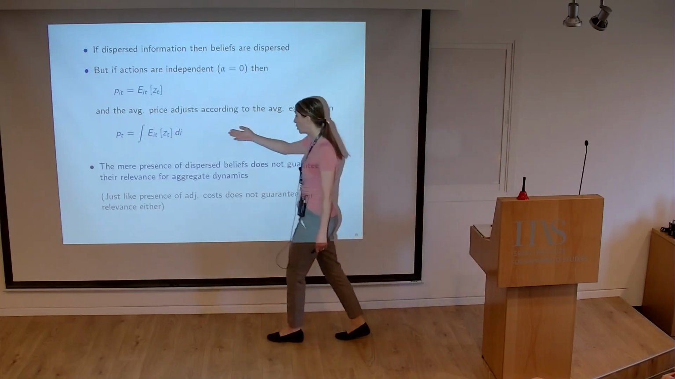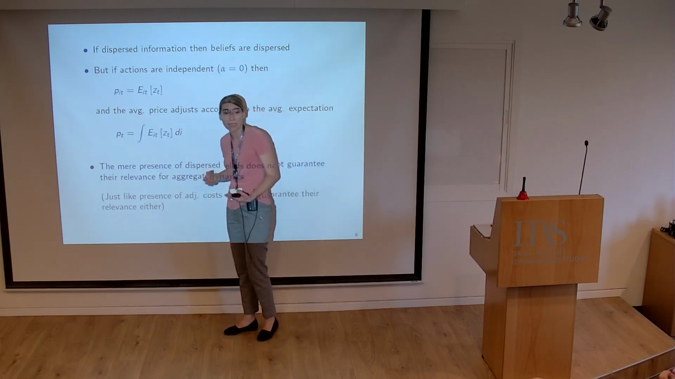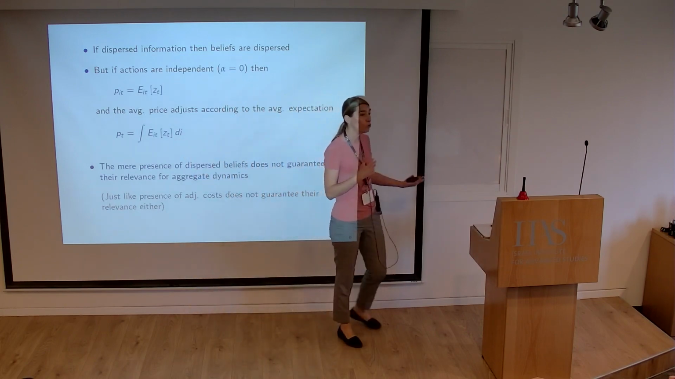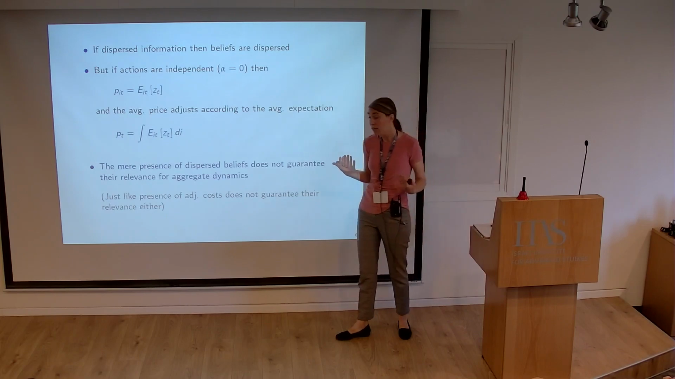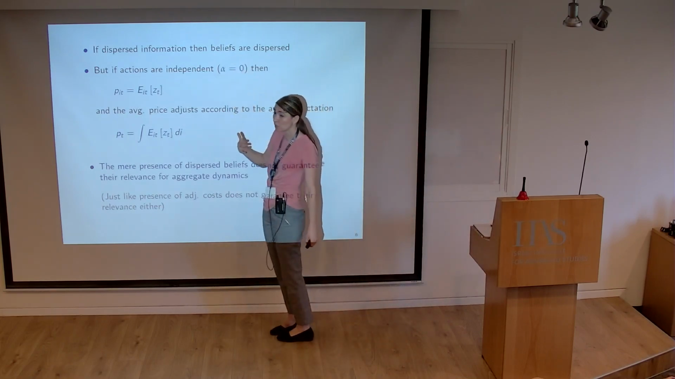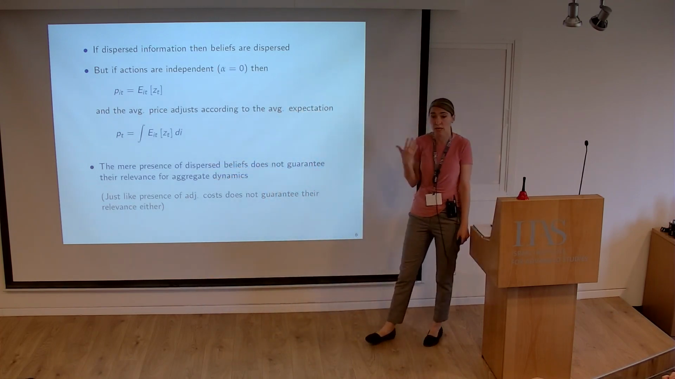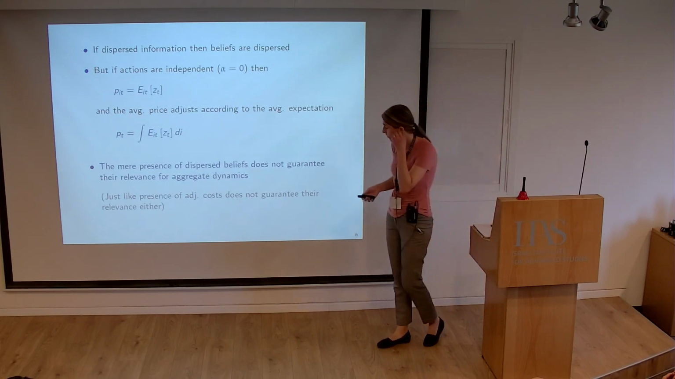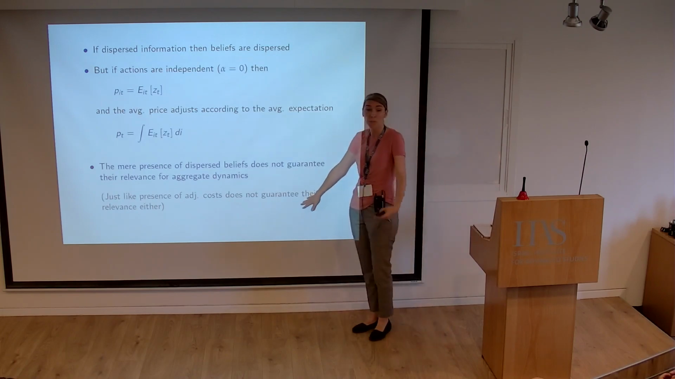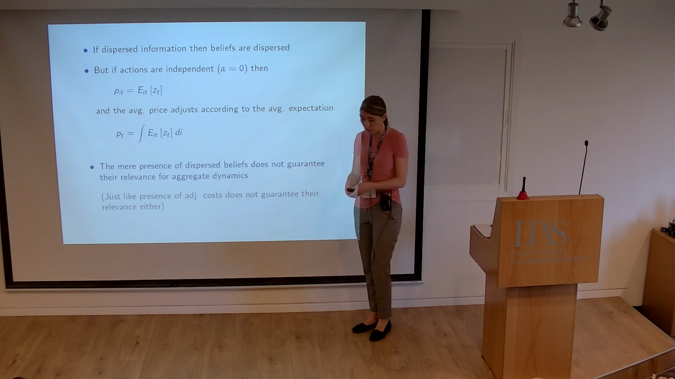And this is actually not going to amount to much in the aggregate, right? If signals are unbiased, a lot of the mistakes that you make in your own idiosyncratic signal, or that I make, are going to wash out with aggregation, right? So just because we have dispersed information doesn't mean that it's actually going to have any real bite for aggregate outcomes, that it's going to lead to any meaningful deviation from the full information rational expectations outcomes. Just like, by the way, the mere presence of adjustment costs doesn't guarantee that these frictions actually matter for aggregate outcomes, right?